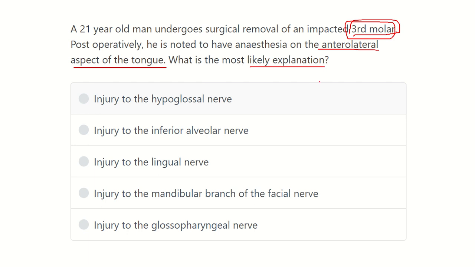That means injury to which structure causes this anterolateral tongue anesthesia, and this nerve passes close to the third molar tooth. Here the options are injury to the hypoglossal nerve, injury to the inferior alveolar nerve, injury to the inguinal nerve, lingual nerve, injury to the mandibular branch of the facial nerve, and injury to the glossopharyngeal nerve.